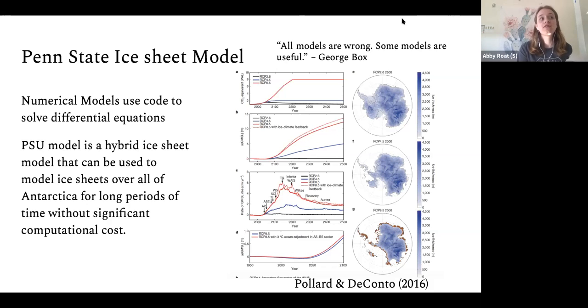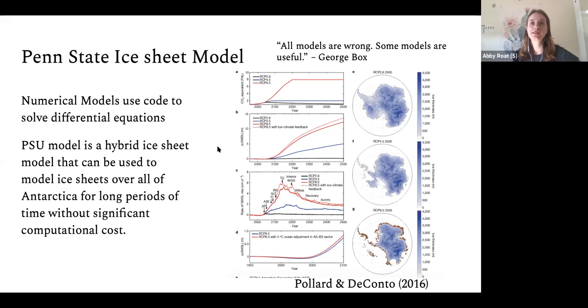The Penn State ice sheet model is a hybrid ice sheet model, which means that it uses simplified stresses for areas of fast flowing and slow flowing ice, and it doesn't interpolate between them, which higher order and full Stokes models, which are just more complex models, use. This allows it to be less computationally expensive and thus be run over entire ice sheets for long periods of time, as opposed to more complex models, which you can just run for a few years and often not on the full ice sheet. So it's kind of a balancing of accuracy and computational cost.